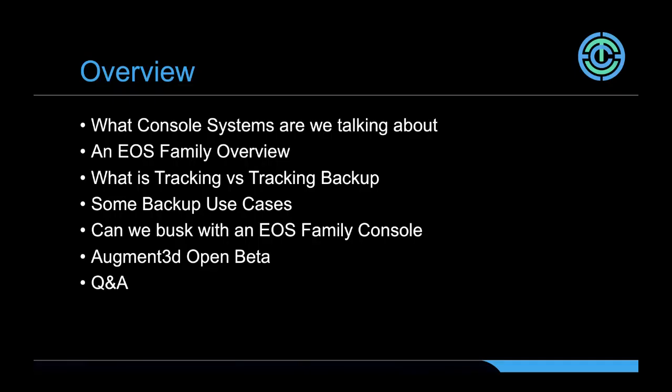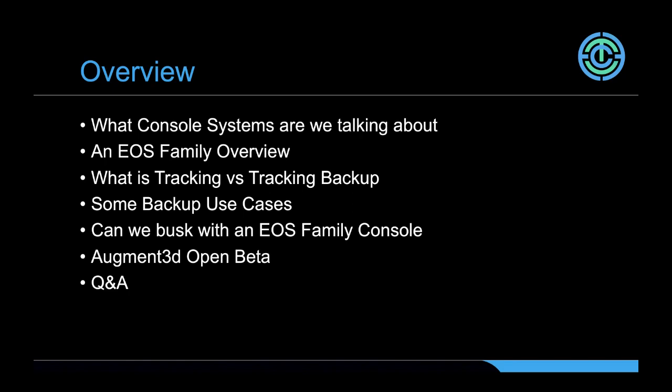So, an overview of our presentation today. We're going to be talking about what console systems in the ETC family we're reviewing, and the different subconsoles in the EOS family architecture. There's an ecosystem of consoles that make up the EOS family, and we'll have a quick review of those pieces of the puzzle and how they all work together. We're also going to talk about tracking versus tracking backup. It's very common in the industry for people to be confused by some of these terms, and many manufacturers talk about them differently. So I'm going to explain how ETC classes this terminology and how they're used and how they interconnect.